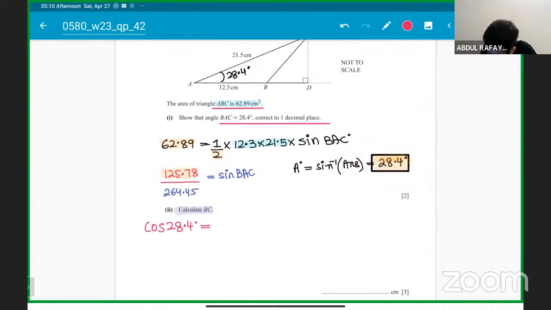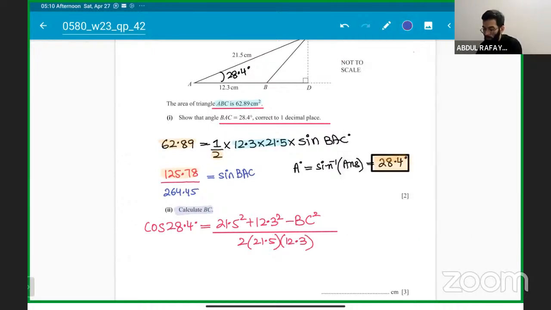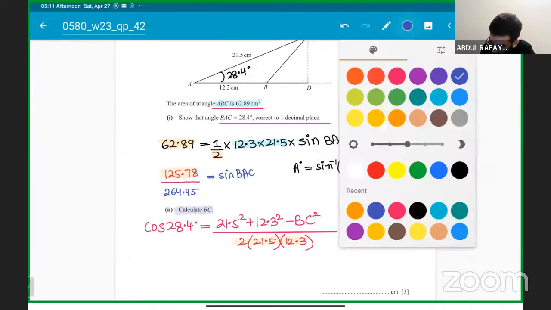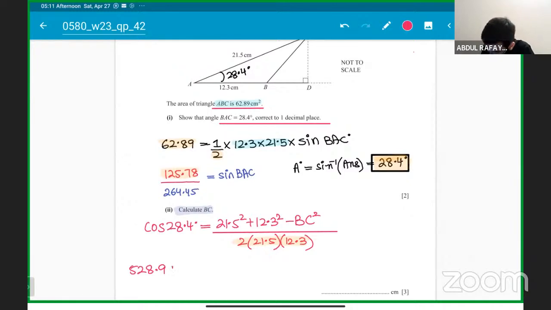Cos 28.4 degrees is equal to 21.5 square plus 12.3 square minus BC square, divided by 2 times 21.5 times 12.3, sir. So it will be simplification and solving only. 2 times 21.5 into 12.3 is 528.9, so this is 528.9 times cos 28.4. And these two come from when we add 21.5 square plus 12.3 square. It is coming 613.54 minus BC square.